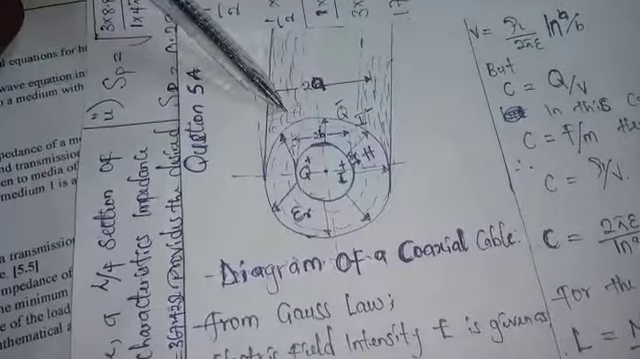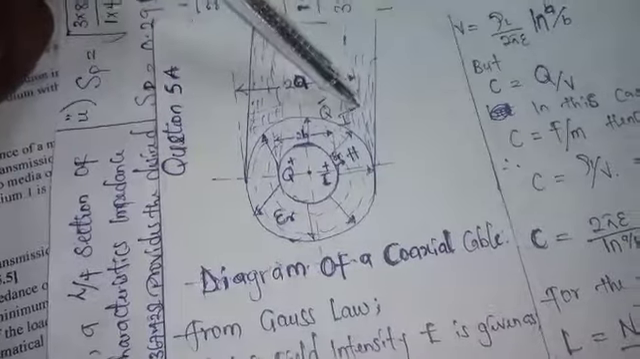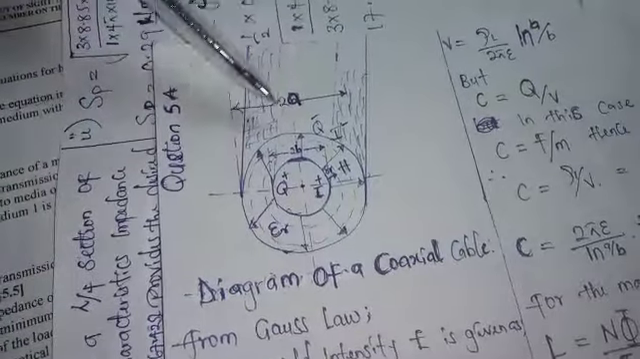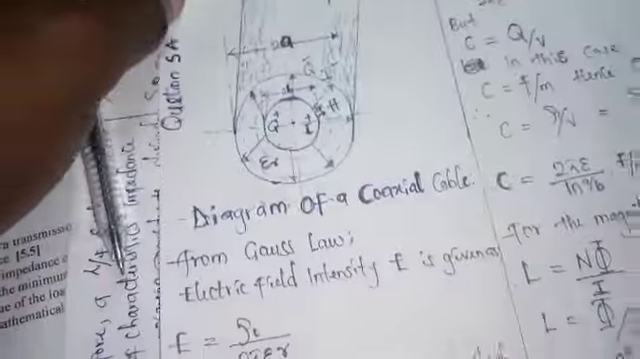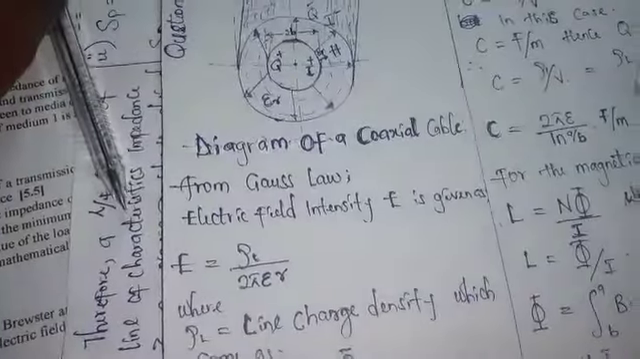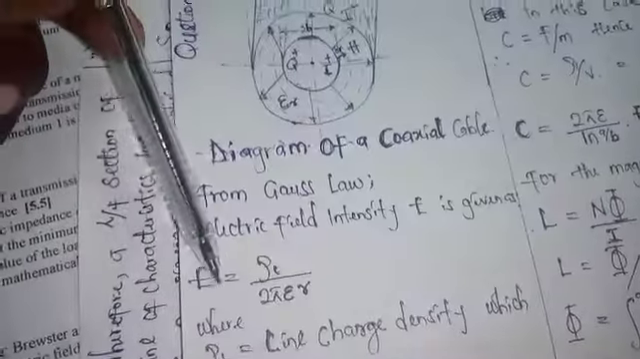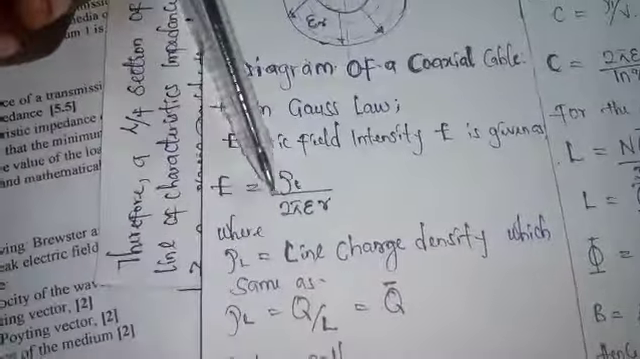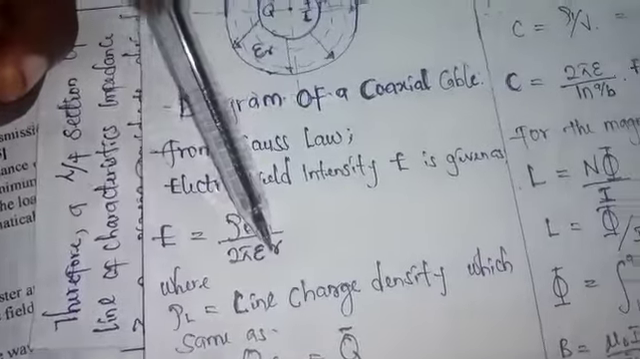The capacitance exists between these two layers, in the space here and here. Now if we look at Gauss's law, from Gauss's law we know that the electric field intensity E is equal to the line charge density divided by 2 pi times the electric permittivity times the radius.